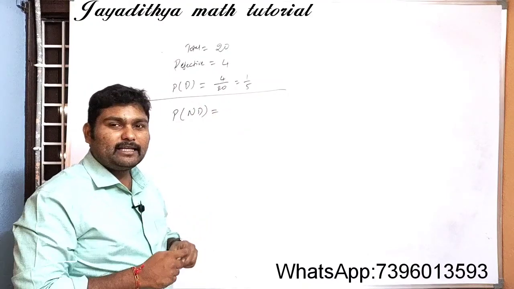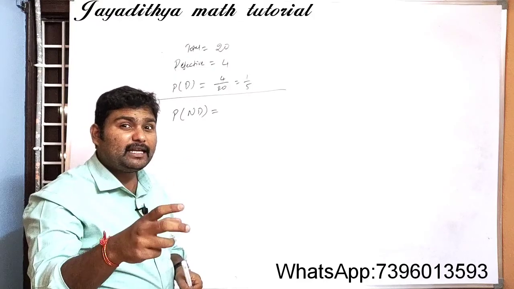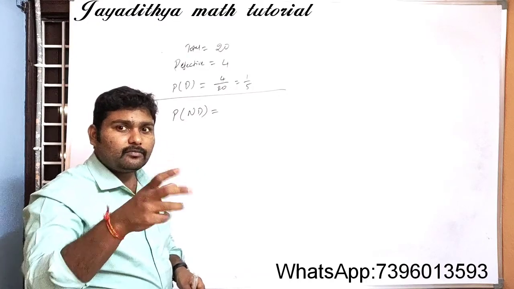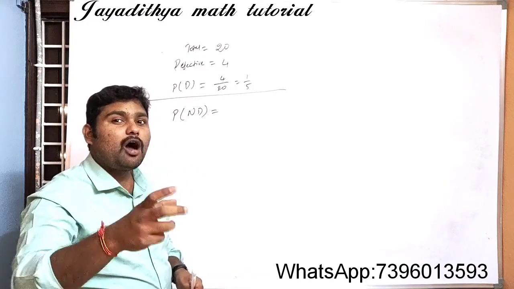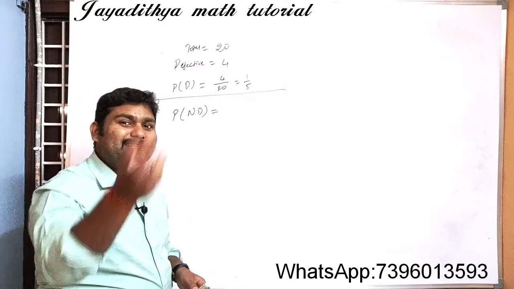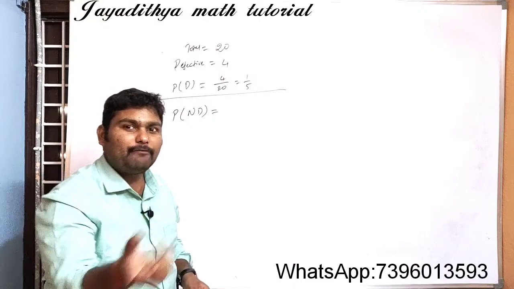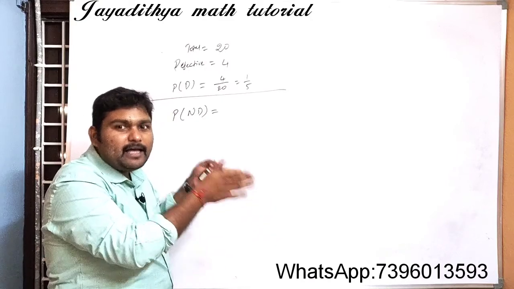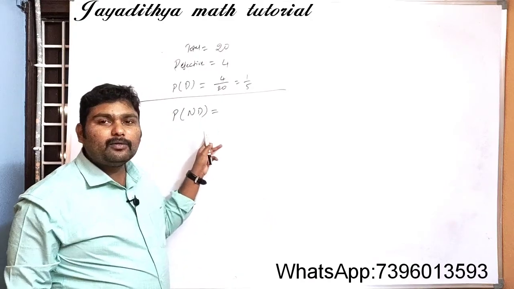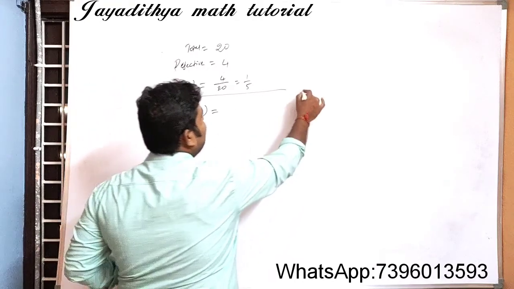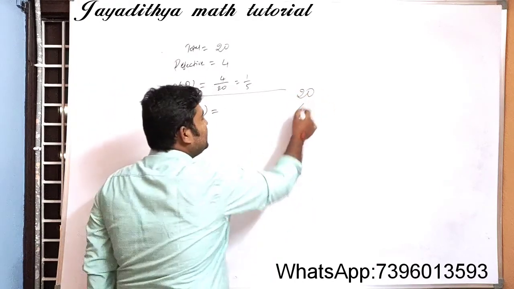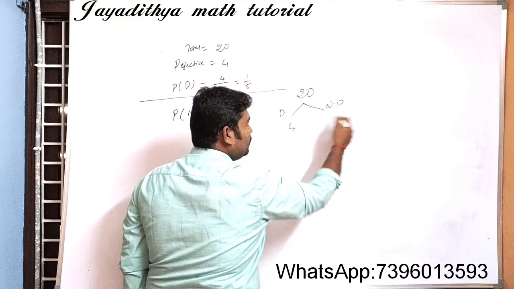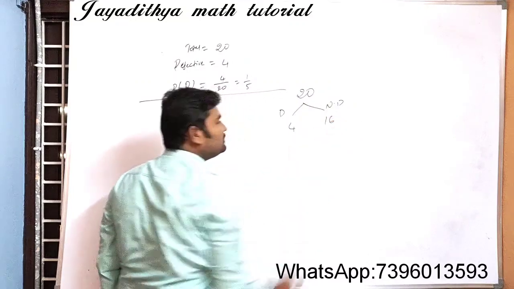But what is he telling? When you have drawn a bulb, it is not defective and it is not replaced. Again we have taken one bulb and we are not putting it back. We are taking it and keeping it aside, and from the remaining you should find the probability of not defective. Here we have a total of 20 bulbs. In this, how many are defective? Defective are 4 and non-defective will be 20 minus 4, which equals 16, right?